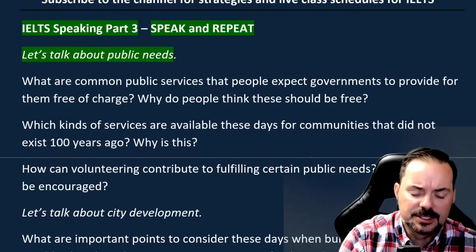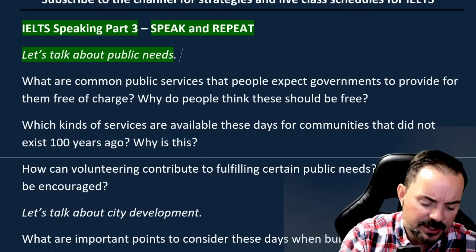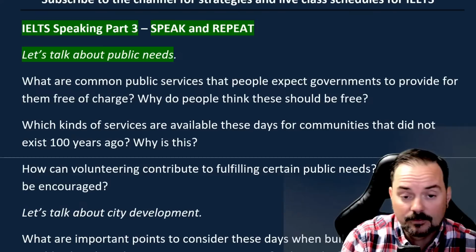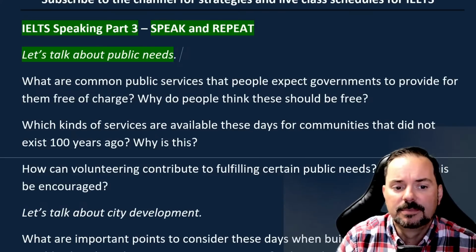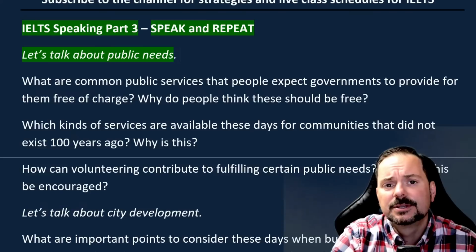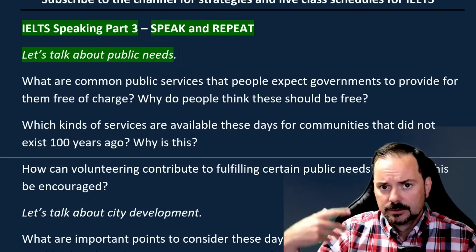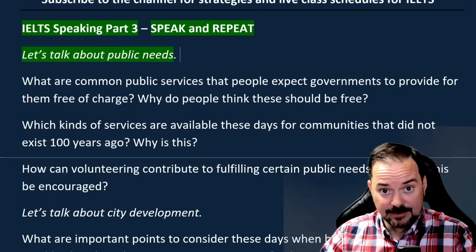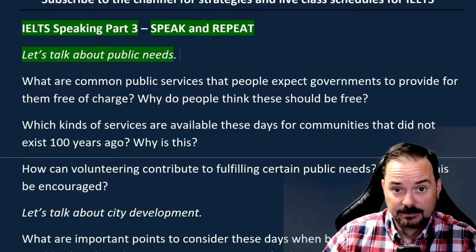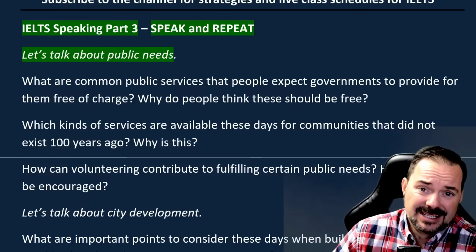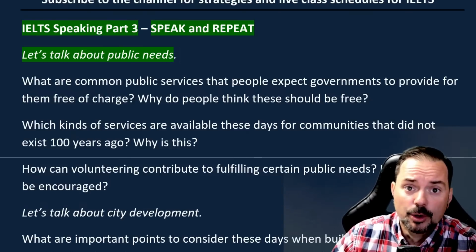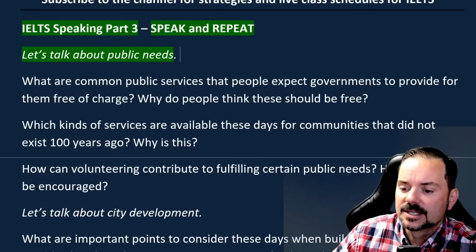What are public needs? So when you hear this kind of blanket statement, let's talk about public needs, what comes to mind? So what do you think of before the IELTS examiner starts to ask you these specific questions? What does the public need? What do we need as a group of humans, as a human society?